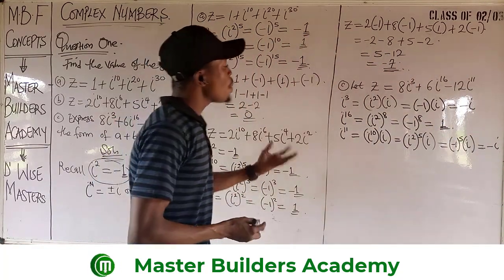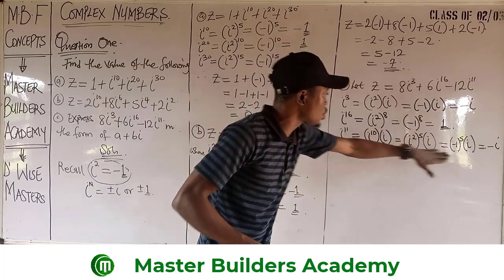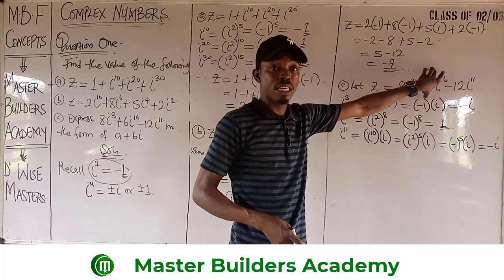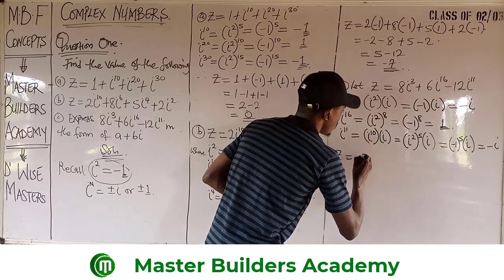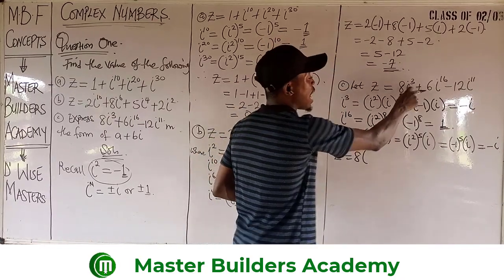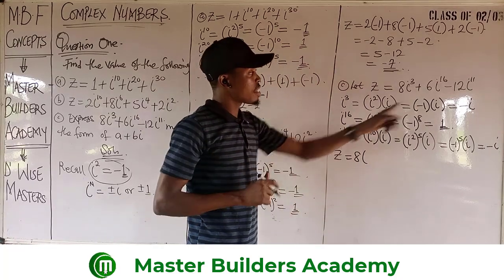Are you there? Now, all we need to do is to make sure we substitute these results into this given expression, right? Then we have Z is equal to 8 multiplied by I raised to the power of 3, guys, is negative I.